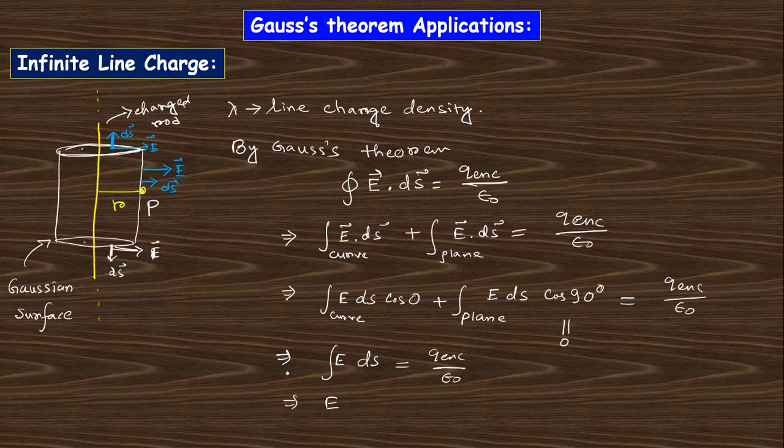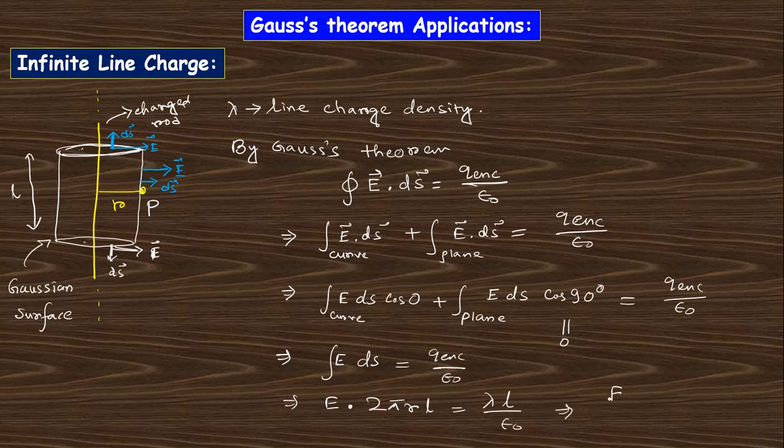So at the distance r, the electric field will be the same, because the electric field actually depends on this distance. Since the distance is the same, the electric field will be the same. And the area of the curved surface you can say is 2 pi r, and if you take the length of this cylinder as L, this will be 2 pi r L. And what will be the charge enclosed? This will be lambda L, lambda being the charge per unit length.